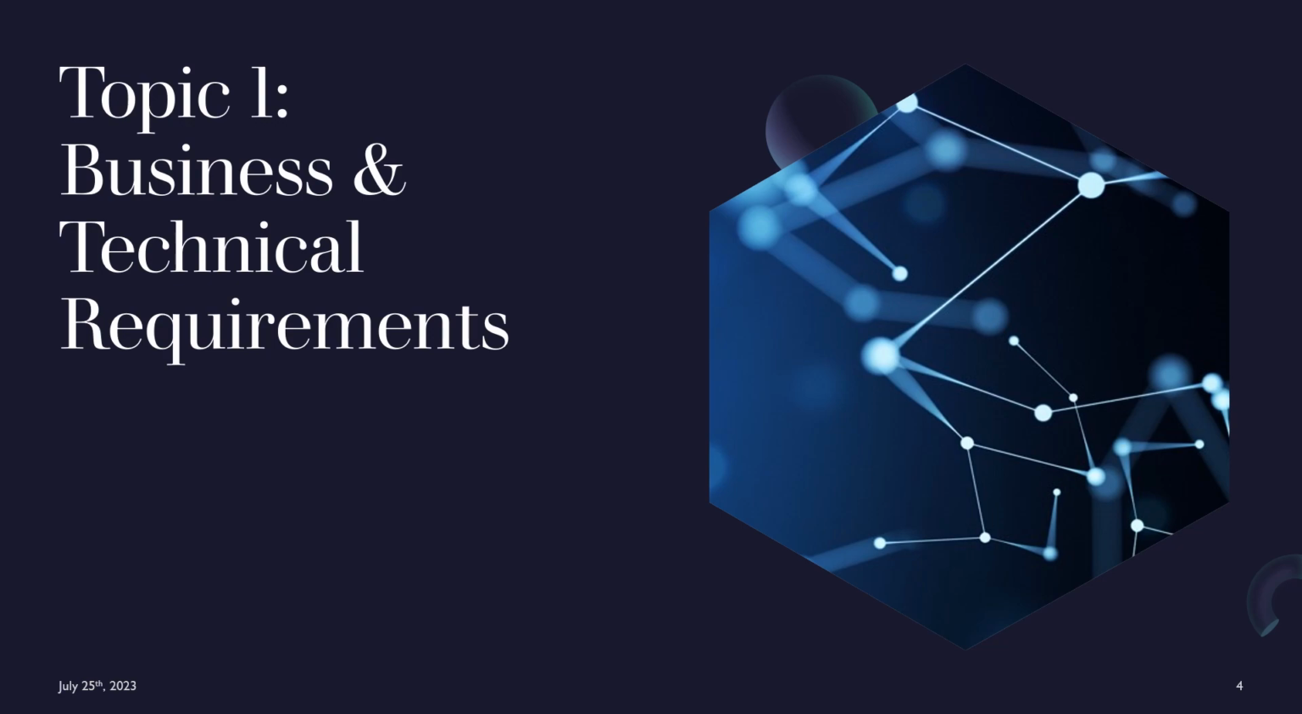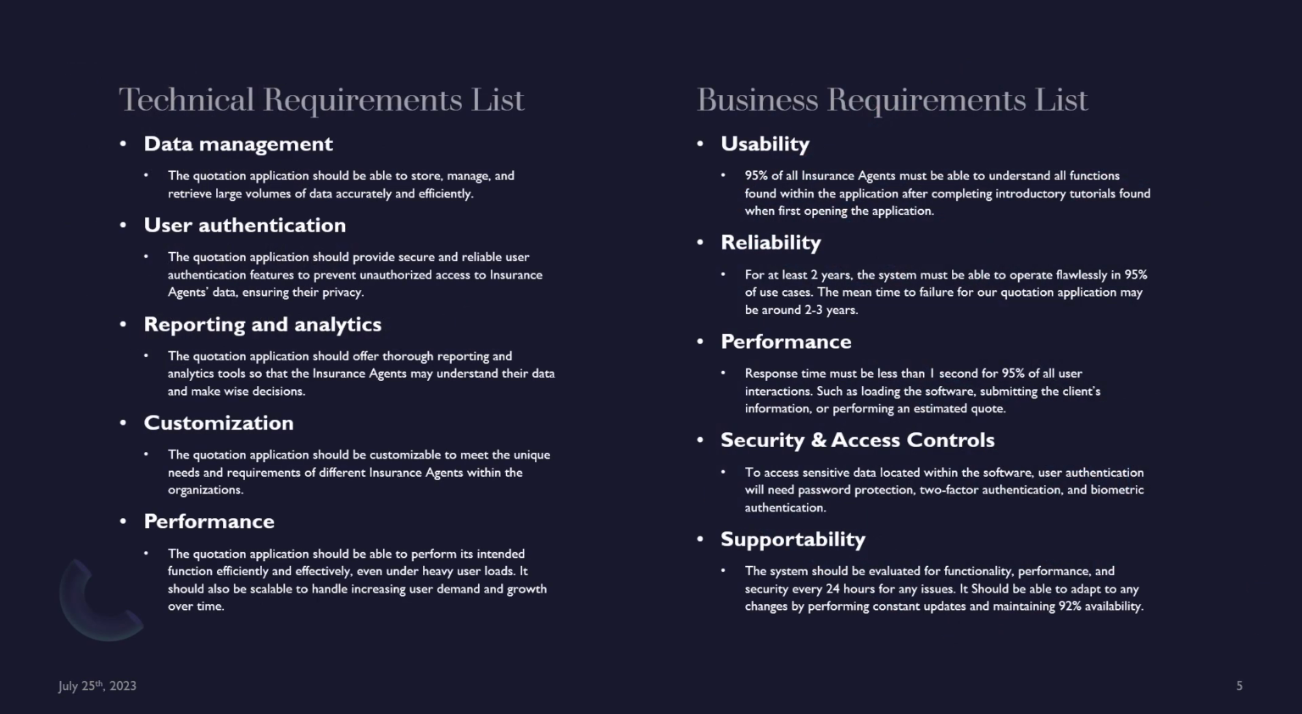Topic 1. Business and technical requirements. Technical requirements. For our data management, our application should be able to store, manage, and retrieve large volumes of data accurately and efficiently. For user authentication, our application should be able to provide secure and reliable user authentication features to prevent unauthorized access. And this will be for insurance agents as well as for customers.